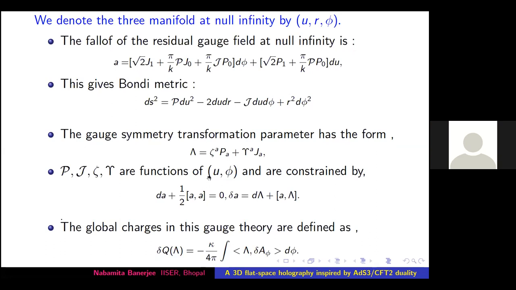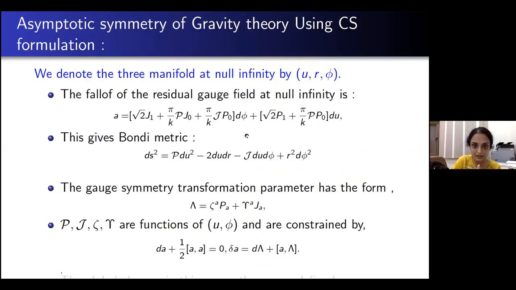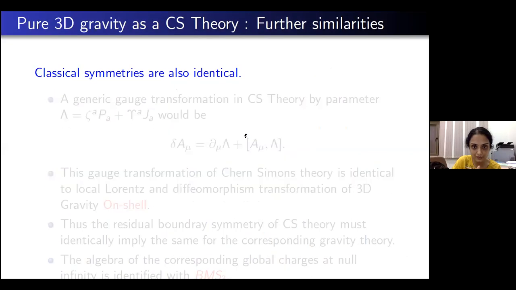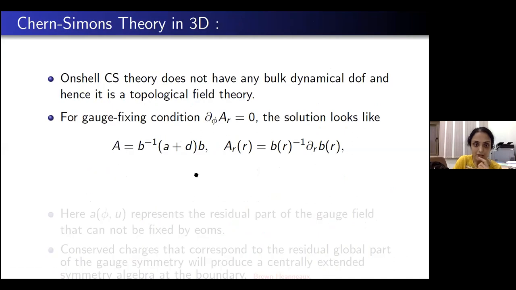Hi, Nabamita. I have a question. Is it also possible to get some kind of BMS near the horizon? BMS for null infinity, right? Right. Okay, very good question. Actually, let me just show you one thing and hopefully that would help. So, this is what the gauge field is, okay? And all I'm saying is the entire radial dependence I have absorbed into B.